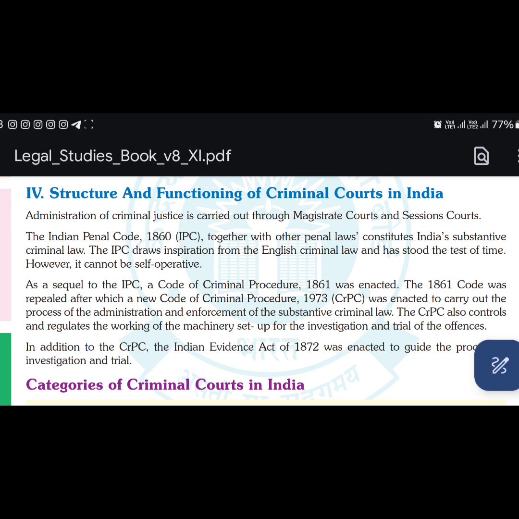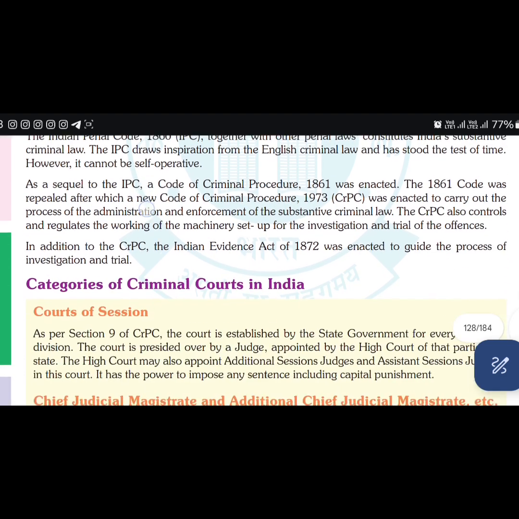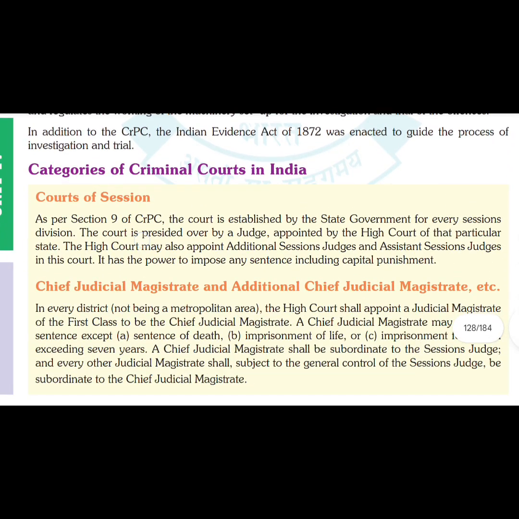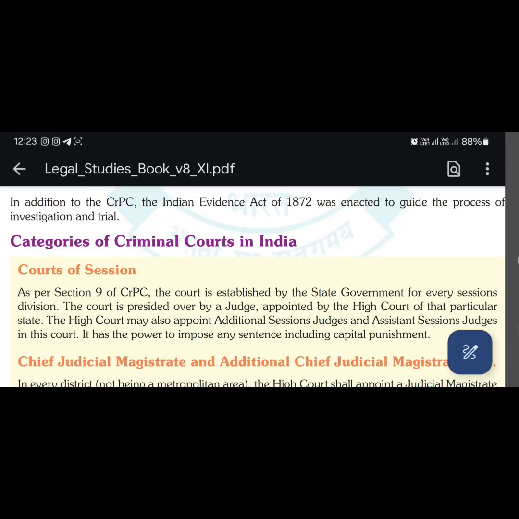But how will you punish him? आपको ये तो पता है कि आप पनिश कर सकते हो, बट कैसे करोगे? That is given in the Criminal Procedure Code. So IPC has to be read together with CRPC and the Indian Evidence Act also, which guide the investigation and trial of the criminal process.